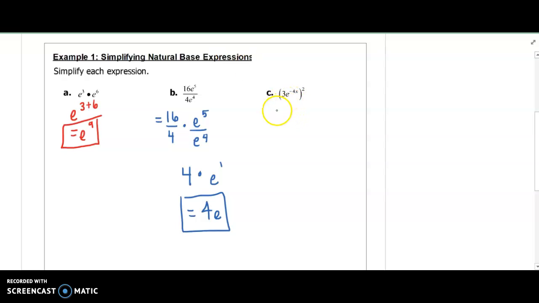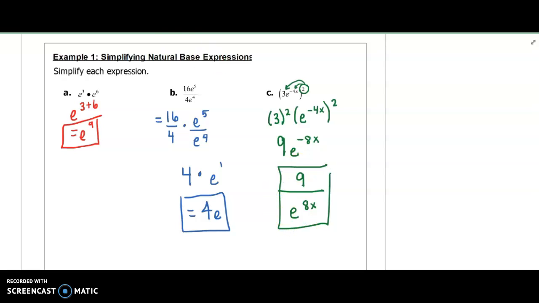Okay, last but not least, remember, this exponent goes to everything in here. Okay, so this is like 3 to the 2nd power, and then e to the negative 4x to the 2nd power. So 3 squared is 9. e to the negative 4x squared is e to the negative 8x. And we should know that we don't like negative exponents, we need to simplify them. So we would move this to the denominator to make it positive. So 9 over e to the 8x would be my answer there.